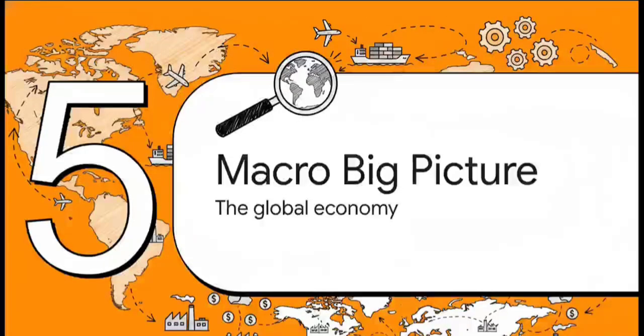And finally, Section 5, the macro big picture, the global economy. Let's pull the lens way back. We've looked at individuals, we've looked at trades and cities. Now, let's zoom out to look at the entire global economy.